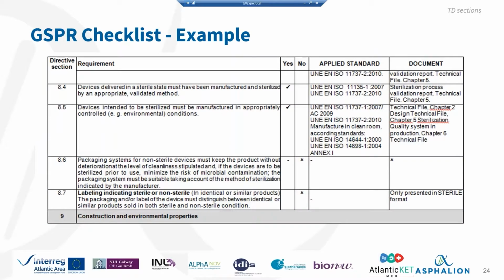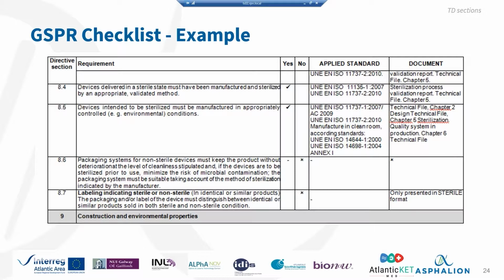So once we have done this exercise, we have identified all these requirements and all the standards to demonstrate compliance with the standards. We should prepare a general safety and performance requirements checklist. Okay, here you've got an example.